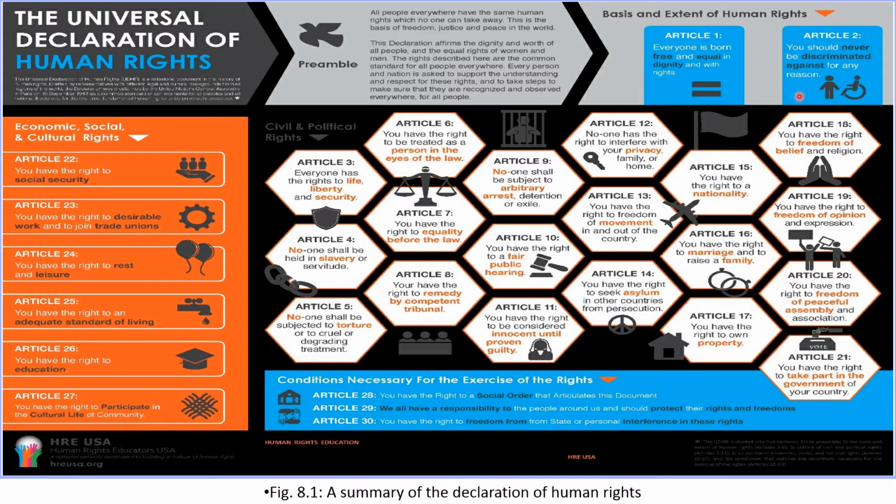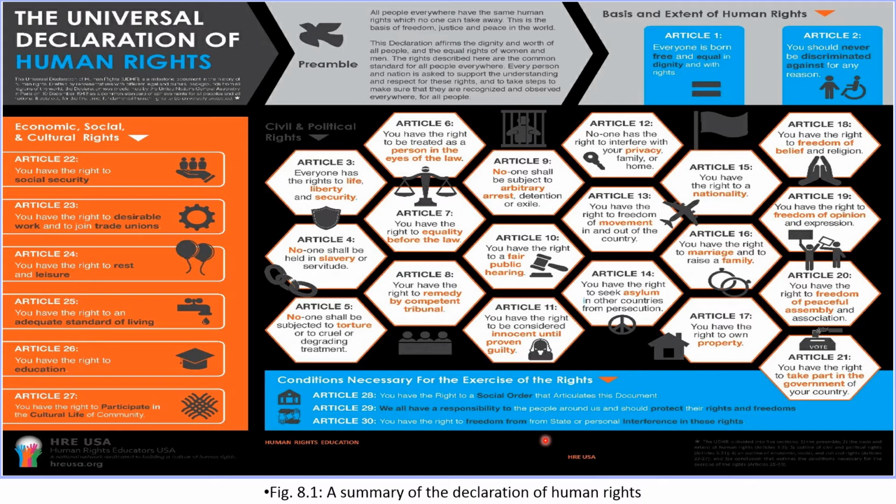Another thing, Article 28, here you have the right to a social order, and then we all have a responsibility to the people around us and should protect their rights and freedoms. So Article 29 is an example of a positive right, our duty towards others.